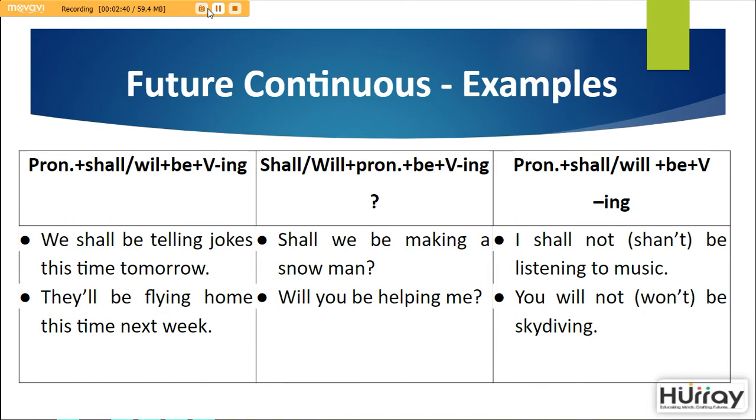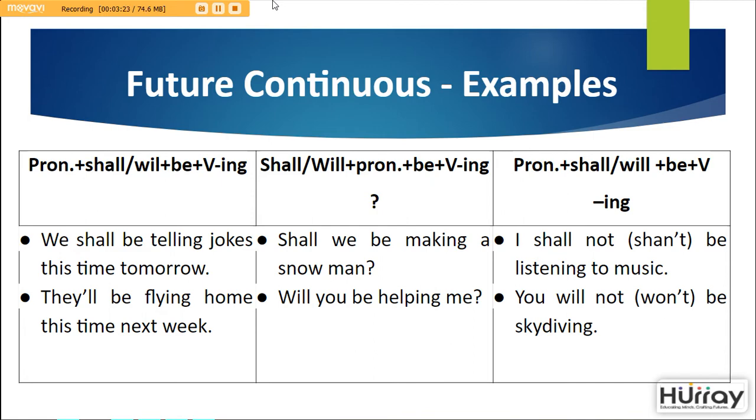Let us look at some more examples. In the first section, you have the pronoun plus shall or will plus be plus the verb ing, since it is the continuous tense. The examples of this are: we shall be telling jokes this time tomorrow. They'll be flying home this time next week. So we shall plus be plus telling jokes; telling is the verb. Similarly, you have got they'll, which is combined with will. You've got be and the verb flying.